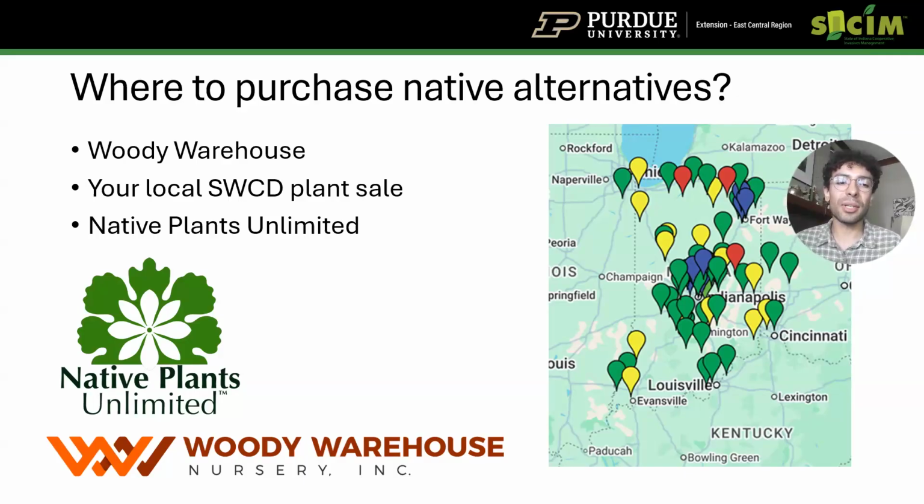Another one that's located in East Central Indiana and Central Indiana is Native Plants Unlimited. They have a number of flash sales or limited season sales where they have spring ephemerals, trees, and shrubs. You can buy seeds from them. So there's a lot of different options there in Indiana and just across the border in Illinois or in Ohio.